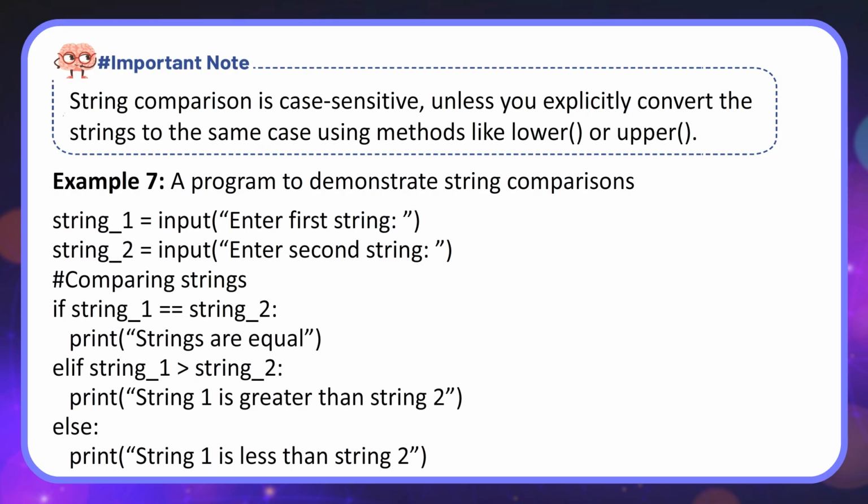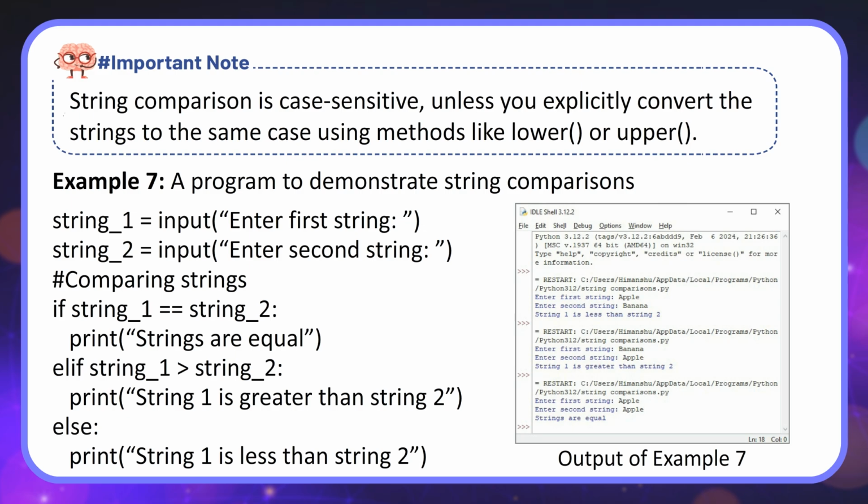Example 7, a program to demonstrate string comparisons. string1 equals input, 'Enter first string'. string2 equals input, 'Enter second string'. Comparing strings: if string1 equals string2, print 'Strings are equal'. Elif string1 greater than string2, print 'String 1 is greater than string 2'. Else, print 'String 1 is less than string 2'. Output of example 7.